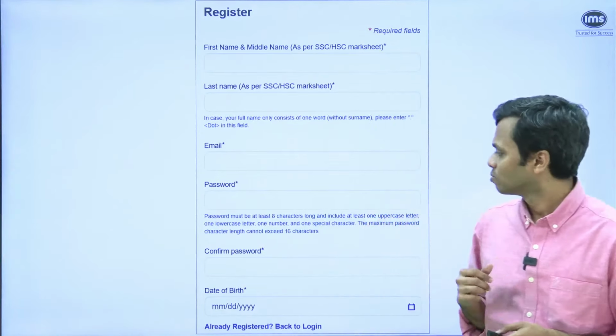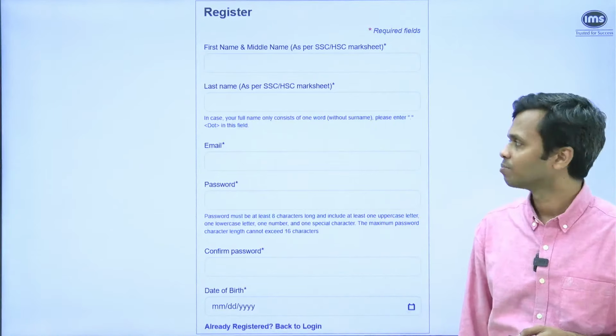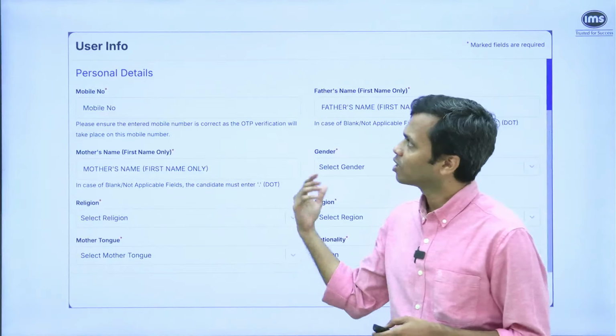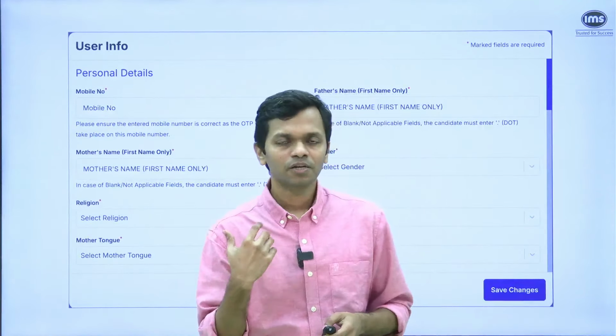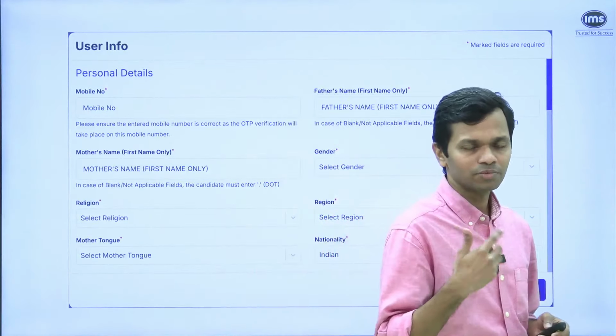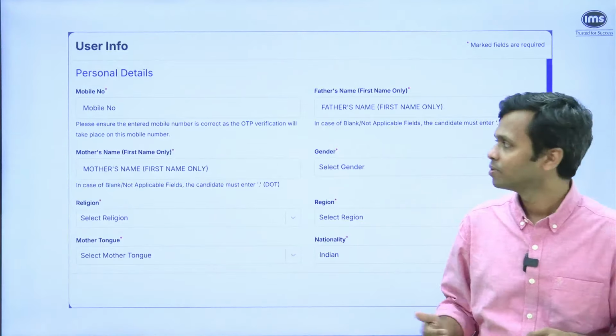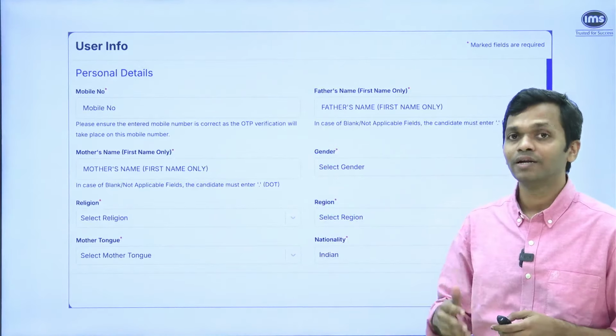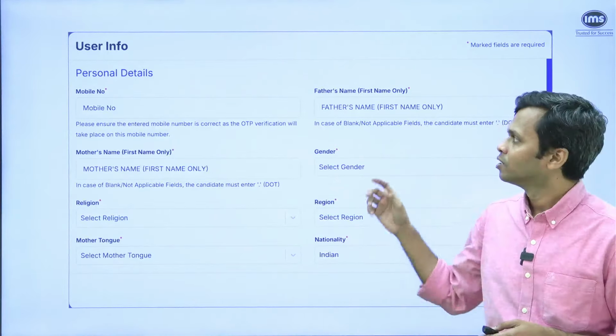Okay. So at the end of this, you basically just submit, and after you submit, it will ask you a few more questions. So now you have just created your account. You haven't actually started filling the form. So this is the screen where you start entering the user information. So the first thing that they ask for is the mobile number, and you also need to enter your father's name, mother's name, gender, religion, region, mother tongue and nationality.